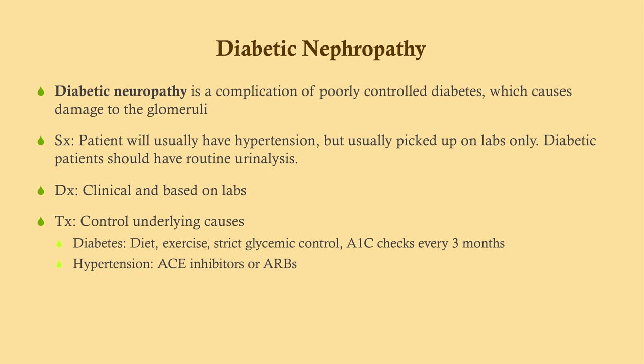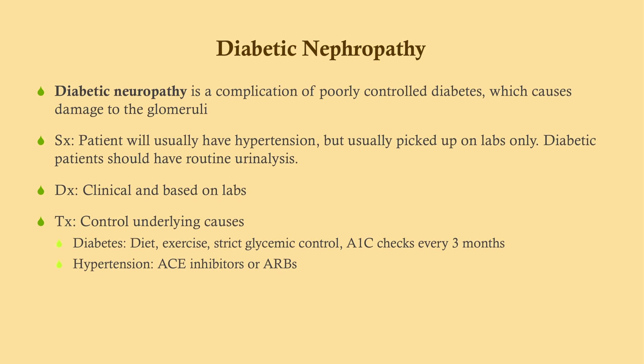Diabetic nephropathy is a complication of poorly controlled diabetes, which causes damage to the glomeruli due to glycosylation. The patient will usually have hypertension, often unrelated hypertension, and because diabetics are supposed to come in and get routine urinalysis, what you'll often see here is a very high protein. So instead of a microalbuminuria, you're going to see very high protein concentration. You go on to get that 24-hour urine protein, and you find it's quite high, possibly even in the nephrotic range. Diagnosis is based on history and labs.